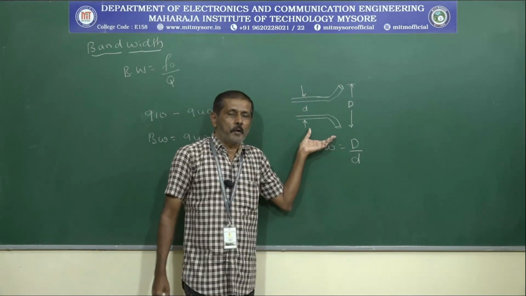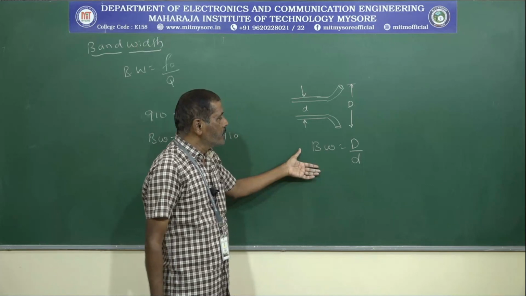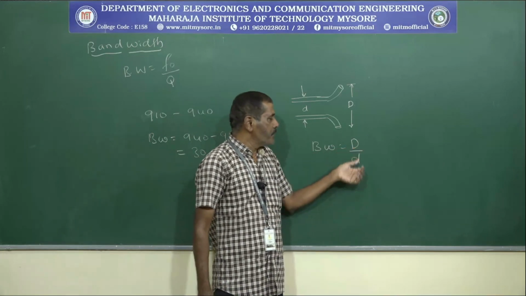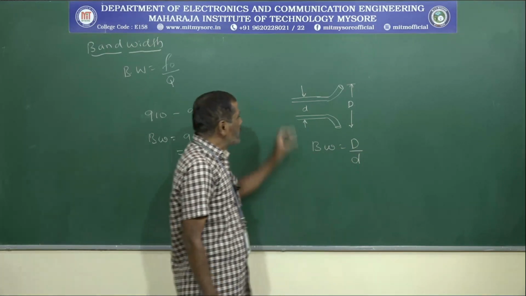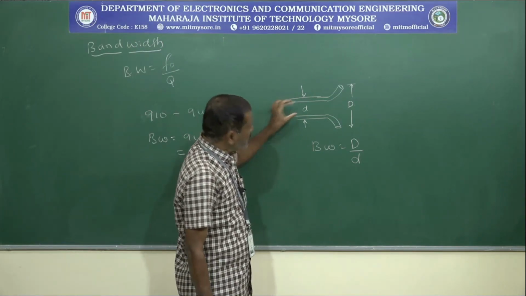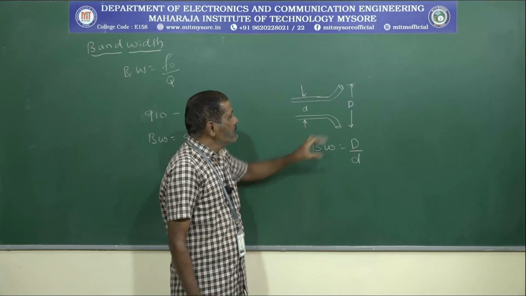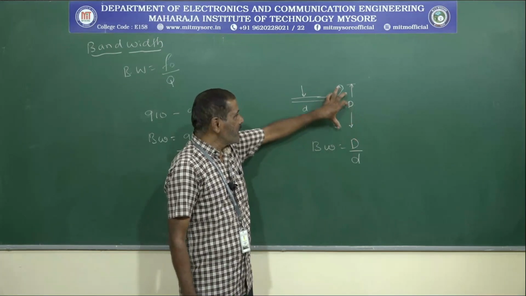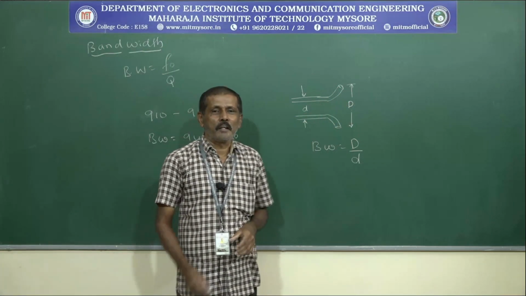The bandwidth of the antenna can also be calculated by the equation d divided by D, where small d is the size of this particular antenna and capital D is the aperture of this particular antenna.